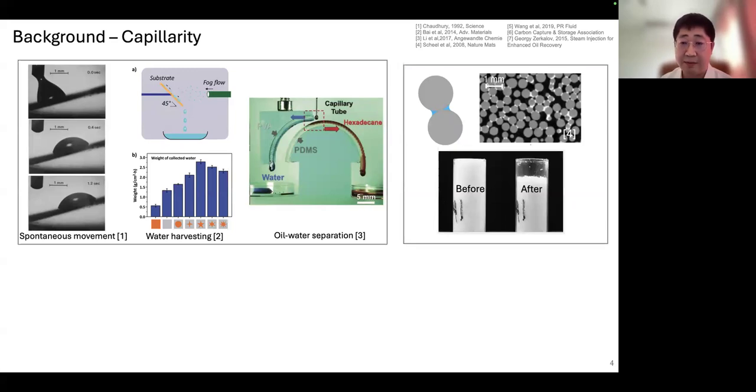For example, drying-induced collapse. Initially it's cohesive because of the existence of liquid bridges, but after drying, they collapse.